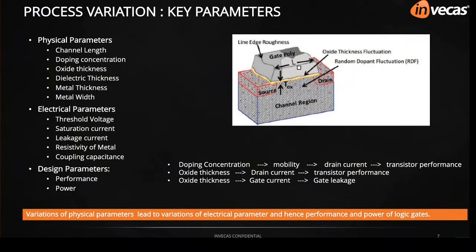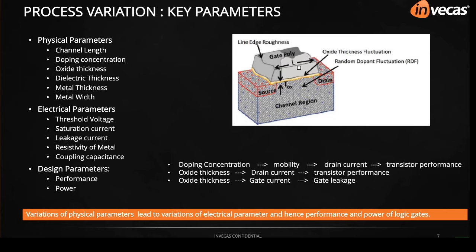There are certain key parameters of a transistor such as channel length and oxide thickness, and for metal layers it's metal thickness and metal width. In the process of manufacturing, because of the variations in the process itself, any of these physical parameters can have a direct impact. This impact will in turn change some of the electrical parameters of transistors and metal layers. Because of this change in the electrical parameters, there will be a change in the design parameters such as performance and power.